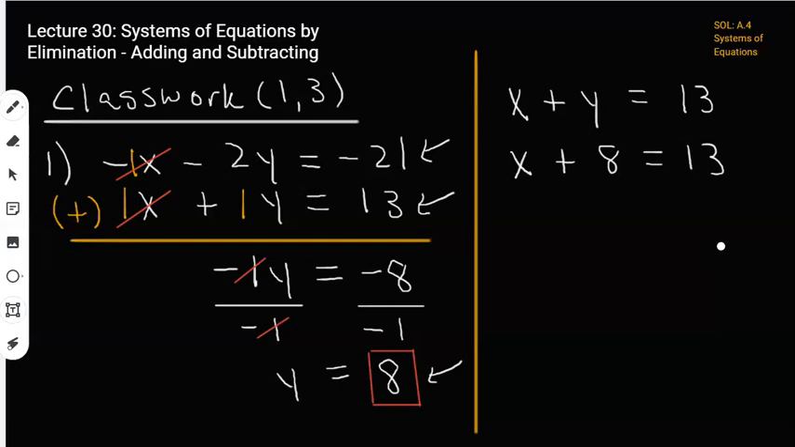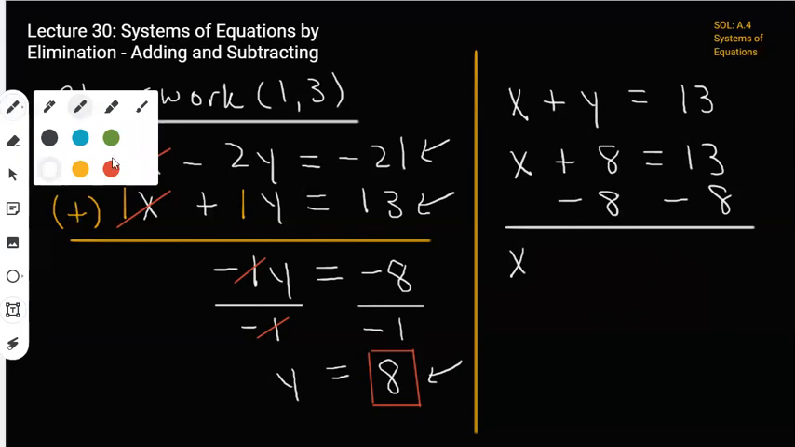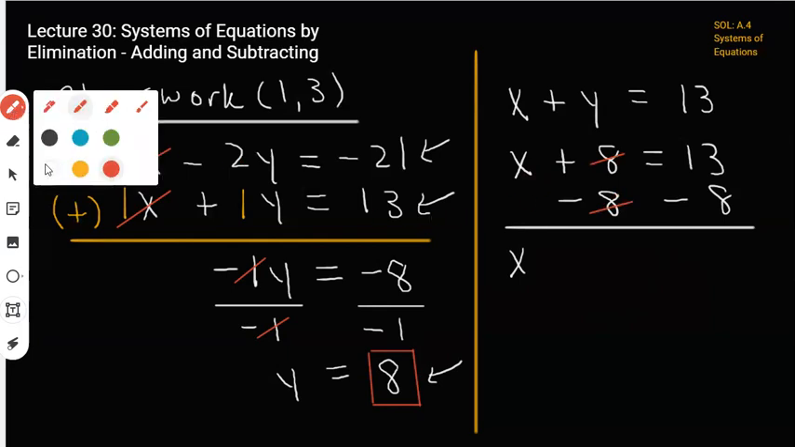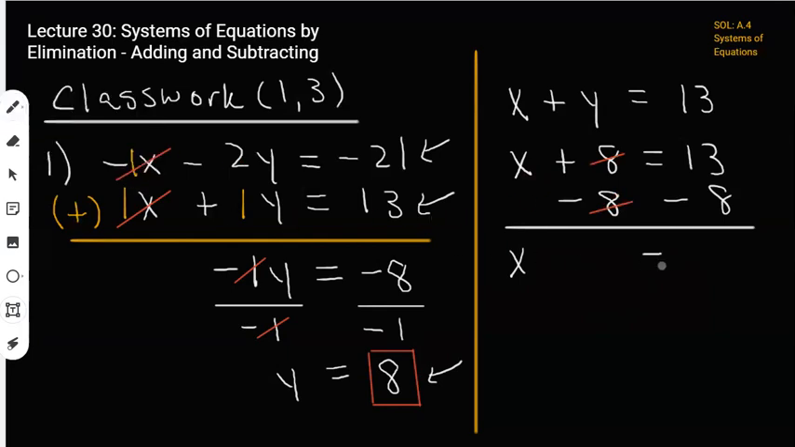So now the last thing I need to do to get x by itself is to get rid of that 8. And I can do that by subtracting 8 from both sides. When I do that, the x is going to come down. The 8s are going to cancel out. And then 13 minus 8 is going to give you 5. So I get x is equal to 5. That's going to be the answer for my x. So I'm going to put a box around that.